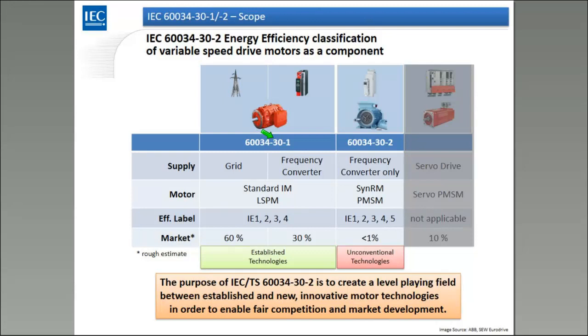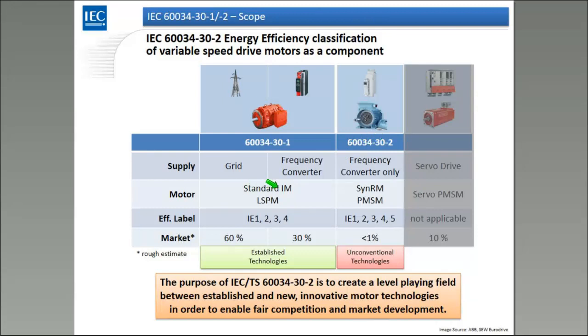Which one it is depends on the rating of the motor, obviously. If the motor is rated for grid operation, that means operating on a fixed 50 or 60 cycle per second grid, then it's always 30-1. If the motor is rated for both grid and frequency converter operation, which is actually true for most induction machines on the market, then again it's 30-1. If the motor is rated for frequency converter only and not for grid operation, then it is 30-2.